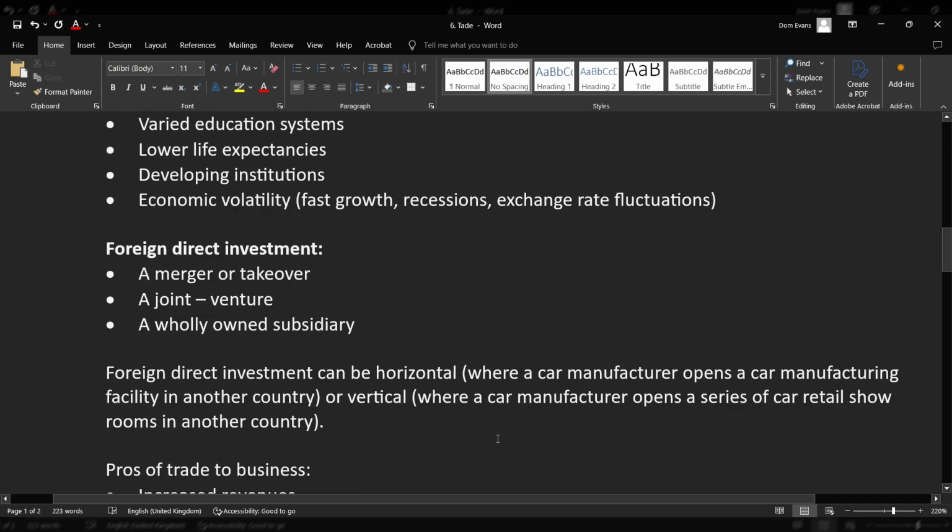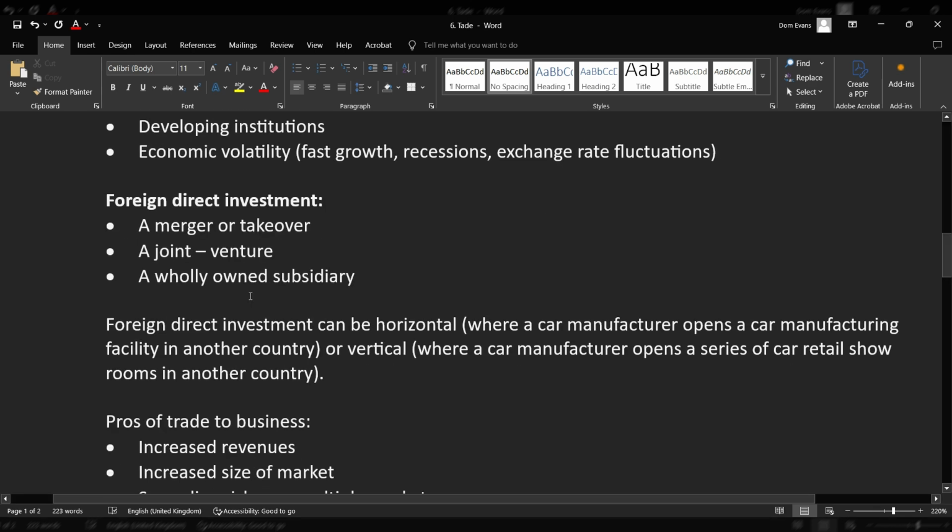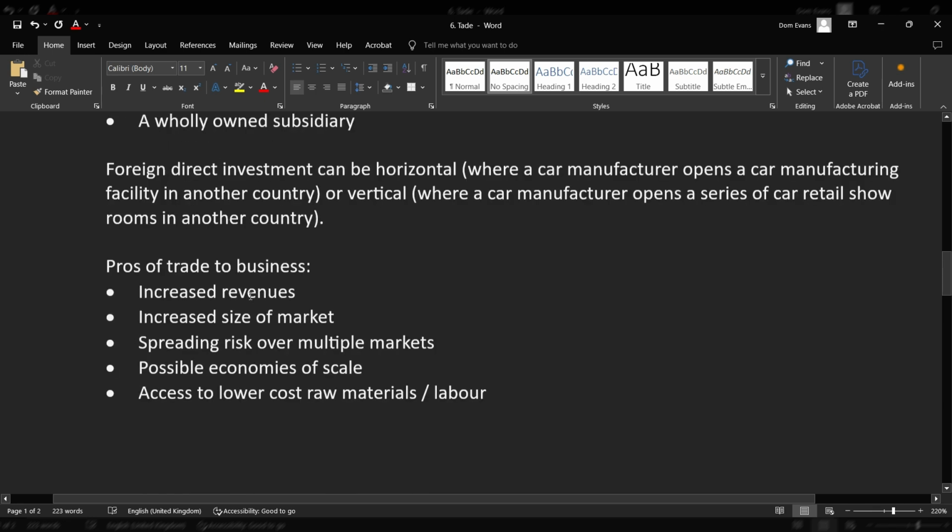FDI is a key topic for you to be aware of in relation to international trade. It's a method of business growth. You can talk about horizontal and vertical integration. I'm not going to go into these in too much detail, but we can start to think about joint ventures, mergers, economies of scale, diseconomies of scale as businesses sort of take advantage of globalization and look to grow.